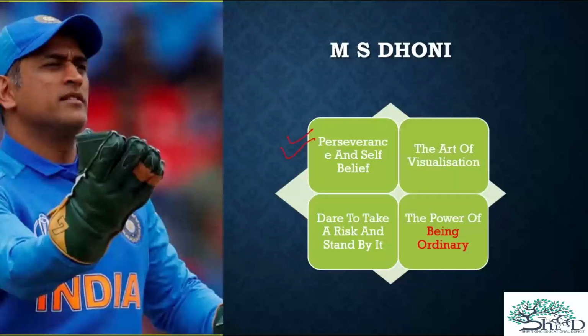His self-belief won. He kept going on. He kept practicing, even though he was not so famous. In under 19, he didn't even get a chance many times, which other people got. So still he came on to become one of the greatest. Art of visualization: he used to visualize hitting sixes, and definitely he was able to do that, right?